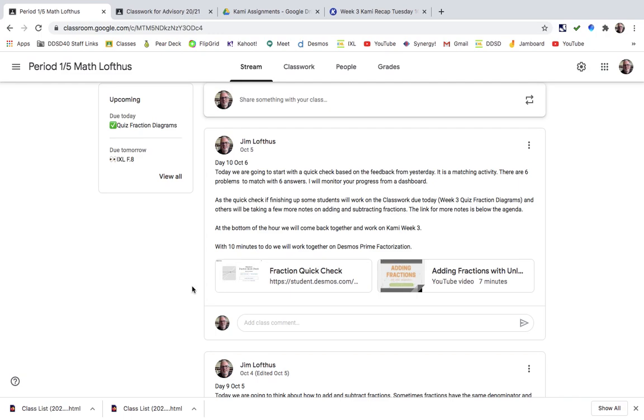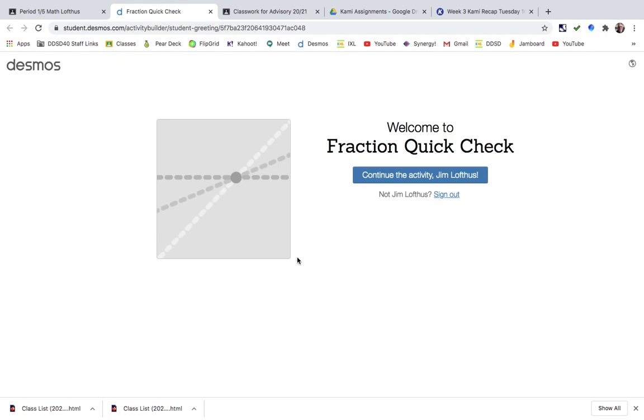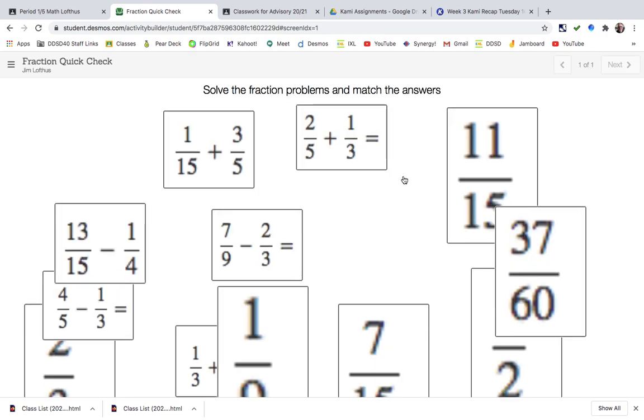And what we did was click right here, and it took us to a Desmos matching activity. So I'll continue here. So you're going to sign in. If you missed class, then you should definitely do this activity.